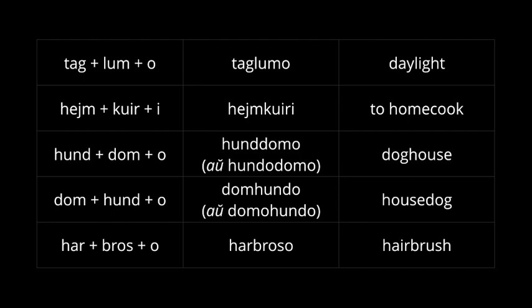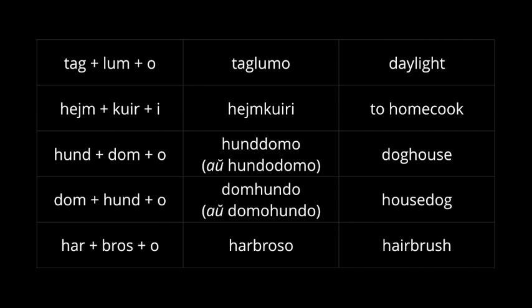So, taglumo is not a type of day, it's a type of light. Taglumo is daylight. Heimkuiri would mean to home cook. To cook in a homely way, the way that's familiar to home, or domestic. Doghouse and house dog would be hundomo and domhundo. You could stick an O in between those pieces if you found them difficult to say together. Hundo domo, domo hundo. You might see one author use one and another use another. The important thing is that you can understand what is meant. And a hairbrush would be a harbroso.